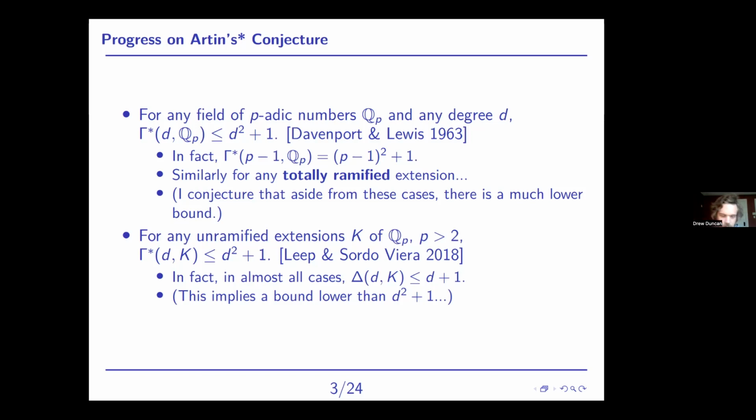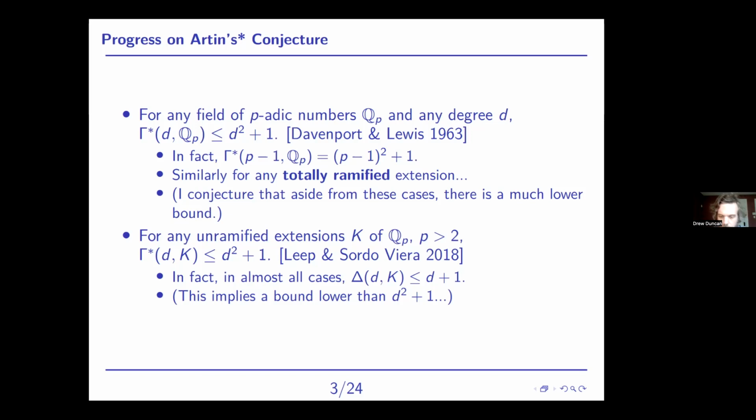We have to go quite a bit into the future to see the next d squared plus 1 result. And that is this paper by David Leep and Luis Sordo Vieira in 2018. And that is for any unramified extension of Q_p where p is an odd prime, and any degree, gamma star is bounded by d squared plus 1. In fact, they went a little further. I'm trying to restrict myself from talking about results that are stronger than the d squared plus 1 bound, but I'll talk about this one.